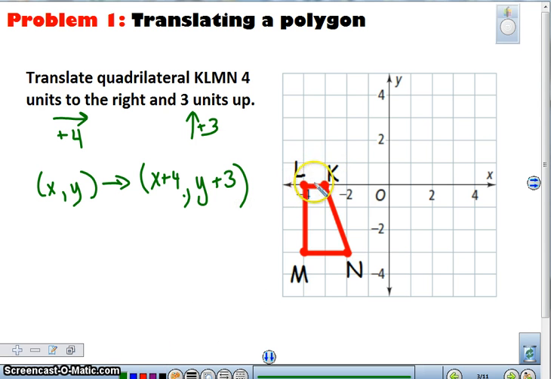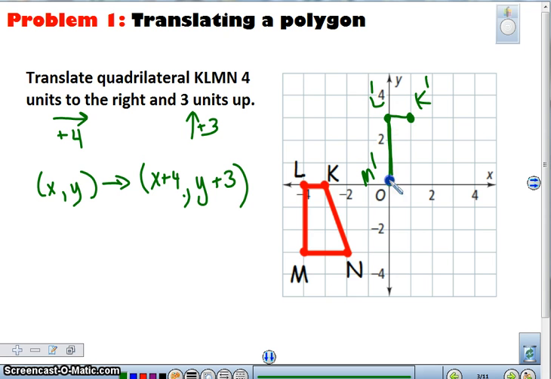So I am going to count 4 to the right for K. 1, 2, 3, 4, and now I'm going to go up 3. 1, 2, 3, and I'm going to put my new point. Now I notice if this is K, I'm going to call it K prime. And notice back one was L. This is L prime. What do I notice is that if I move this over 4 and up 3, now I notice that from L to M it goes down 1, 2, 3 units. So I'm going to go down 1, 2, 3 units, and my new point M prime should be here.